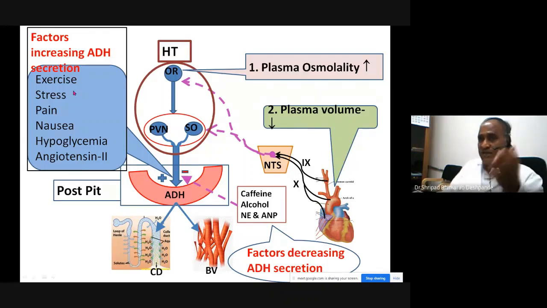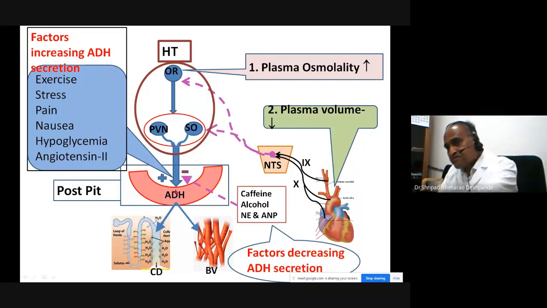So these are the various variables which will either activate or suppress. So caffeine, alcohol, norepinephrine, atrial natriuretic peptide, they will decrease the input coming from the supraoptic and paraventricular nucleus, and exercise, stress, pain, nausea, hypoglycemia, angiotensin enhance the ADH secretion from the hypothalamo-hypophyseal neurons.